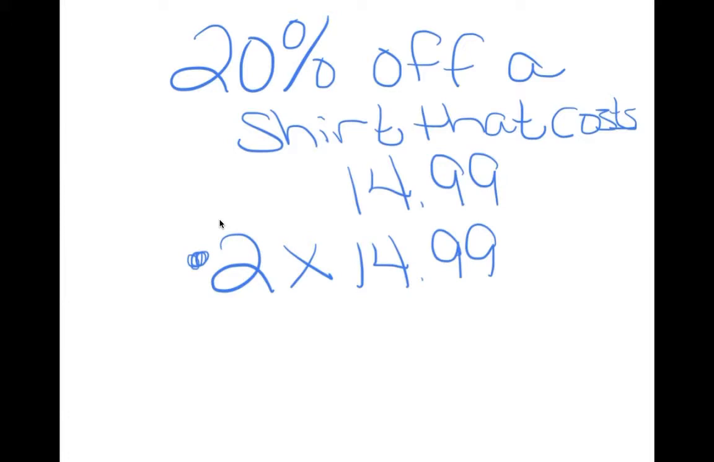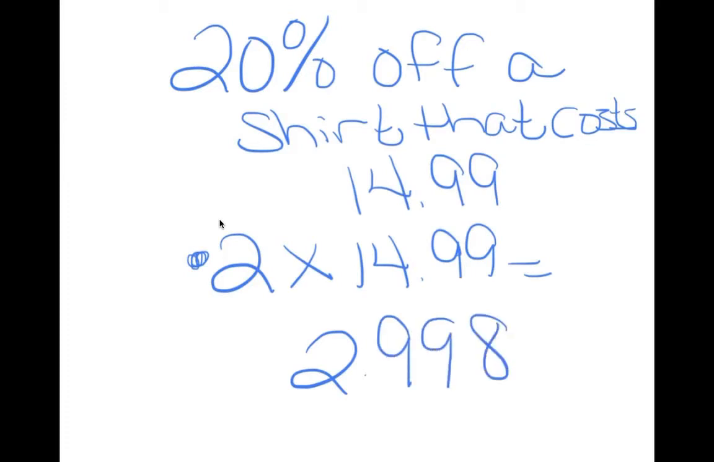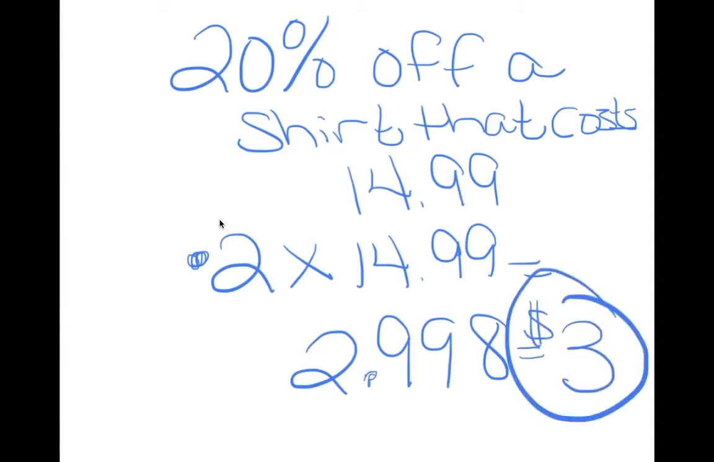And if I multiply 0.2 times $14.99, I get $2.99. It's actually $2.998, which I would just round to $3. So we will save $3 on the shirt. Okay, that's how percents are important, is that we want to know what our savings is going to be. And then if I asked you what the actual price of the shirt will be, it'll be $14.99 minus $3. So you're going to end up spending about $11.99.